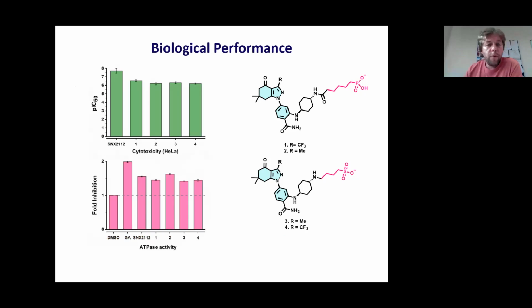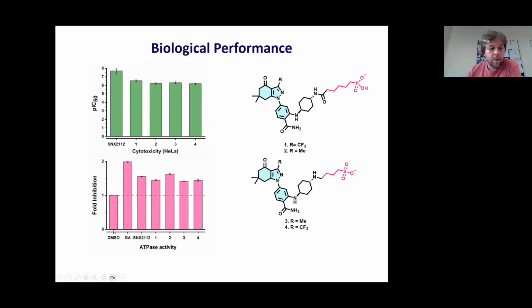So the first bit of biological data we got for these compounds was cytotoxicity, and here's SNX2112, which is a potent cytotoxic agent, with a pGI50 of about 7.5. And our compounds lost about an order of magnitude, although still pretty potent. 6.5 is still in the mid-nanomolar range. And these compounds were found to be pretty good cytotoxic agents. The drop off, we're not sure why, possibly because we weren't engaging with the intracellular environment.